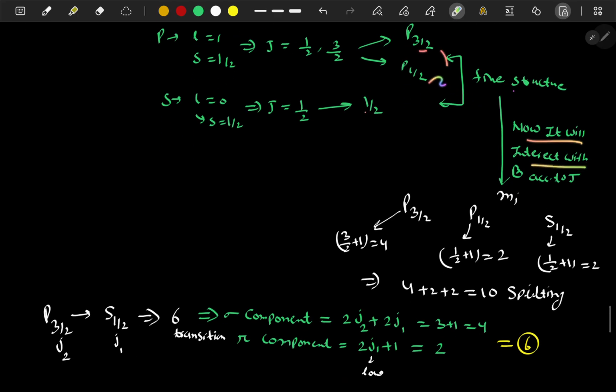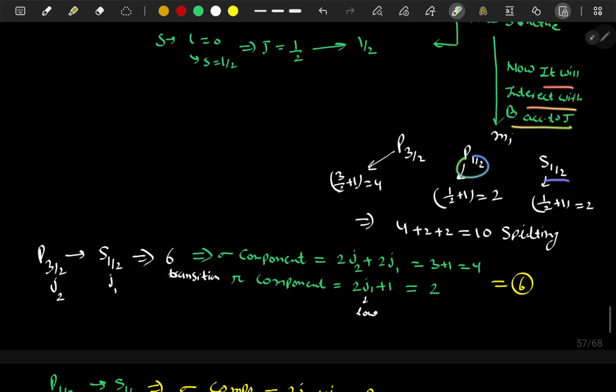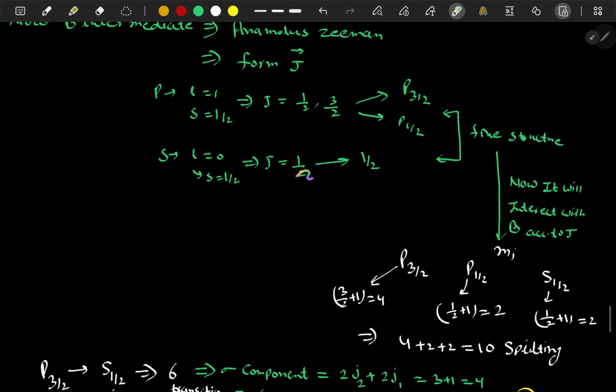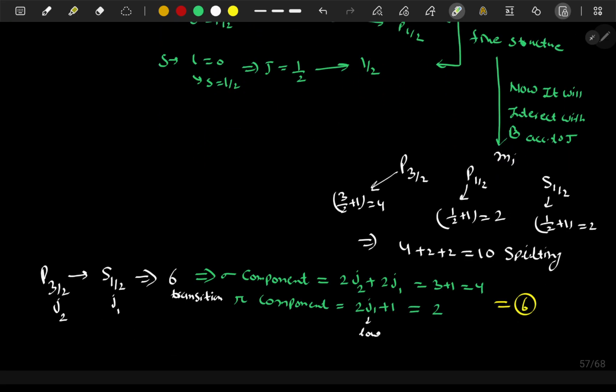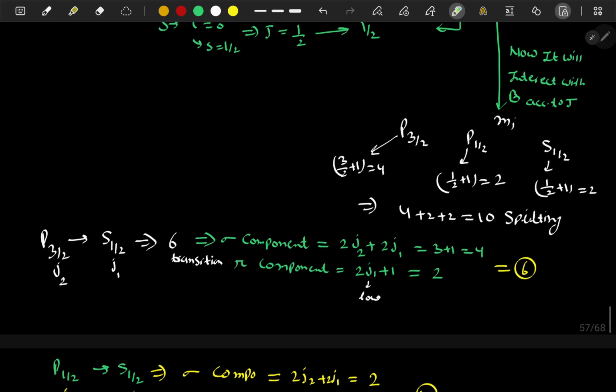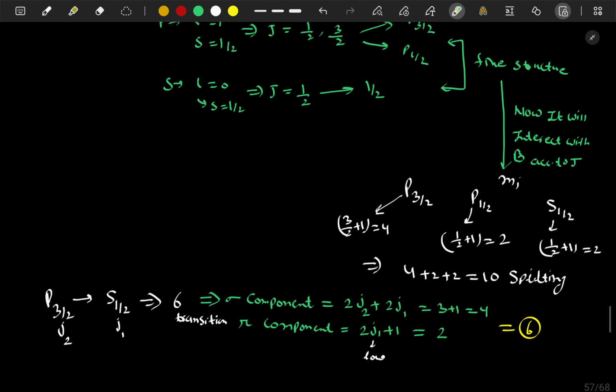Now this interaction will be with B according to J. So P3/2, P1/2 and S1/2. So how many components will we have? 2J plus 1 for each, so in total 8 components for the P levels and 2 for S, 8 and 2, 10. Okay? So P3/2 to S1/2, so sigma and pi we will calculate. How many transitions are we having? We are having 6 transitions.